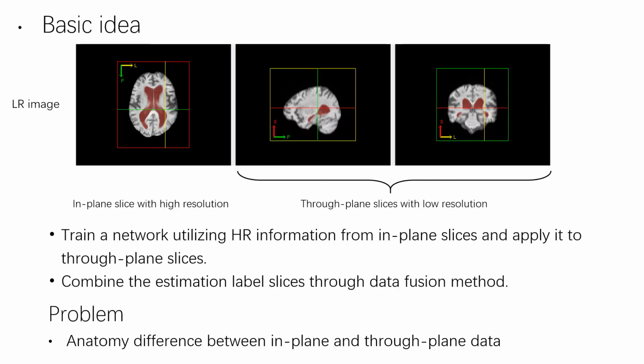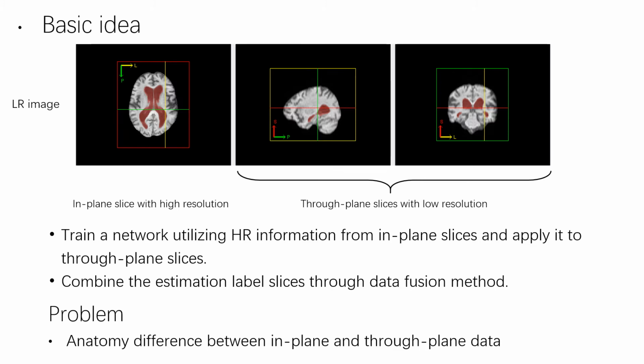Here is an example of a 3D low-resolution MR image. It has in-plane slice with high resolution, but through-plane slices with low resolution. Here, our basic idea is to train a network utilizing the high-resolution information from the in-plane slices, and then we try to apply the network to the through-plane slices. And next, we combine the estimated label slices through data fusion methods.